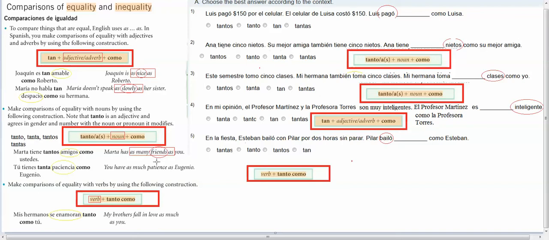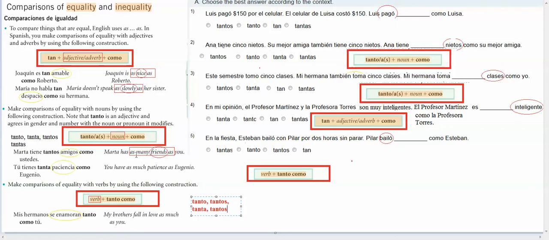Now, because we have amigos, there's one more step. Up here, it's just going to be tan and you leave it alone. Down here, your tanto, you'll notice is o/a in parentheses s. That means that tanto can actually be tanto, tanta, tantos, or tantas. Okay, so if we're talking about friends, which is amigos, we want the tanto that matches amigos, which would be tantos. So what you would say is Marta tiene tantos amigos como ustedes. And so you pick os because you've got amigos.